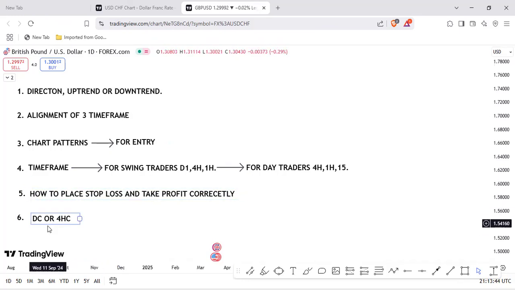So the last one is what I call DC or 4HC. If you watch my videos, you must have been seeing this particular 4HC. What does this mean? This particularly means daily close and/or 4-hour close. So now for this particular strategy to be more effective and more accurate, you need to wait for what I call a daily candle close if you want to take a swing. And if you're a day trader, you need to wait for the 4-hour candle close. The 4-hour candle close is very, very important. So you need to pay attention to the daily and 4-hour close.